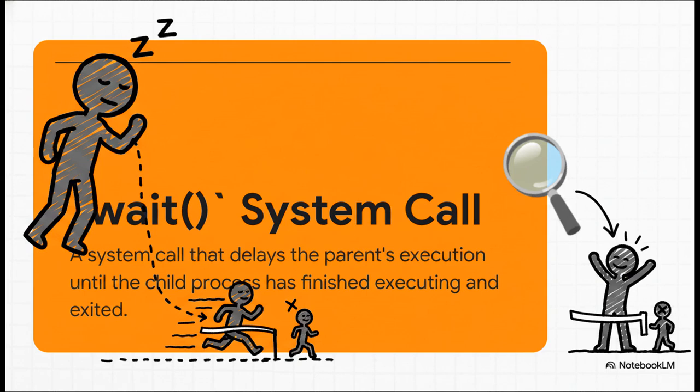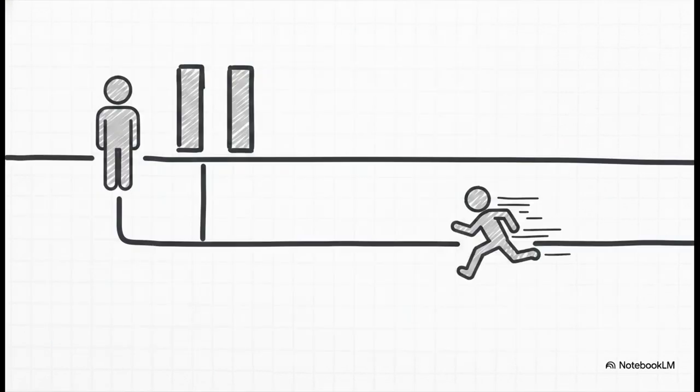The wait system call does exactly what it sounds like. When a parent process calls wait, the operating system basically puts it to sleep. The parent process just pauses. It won't wake up, it won't do anything until one of its children has completely finished its work and exited. So check this out.